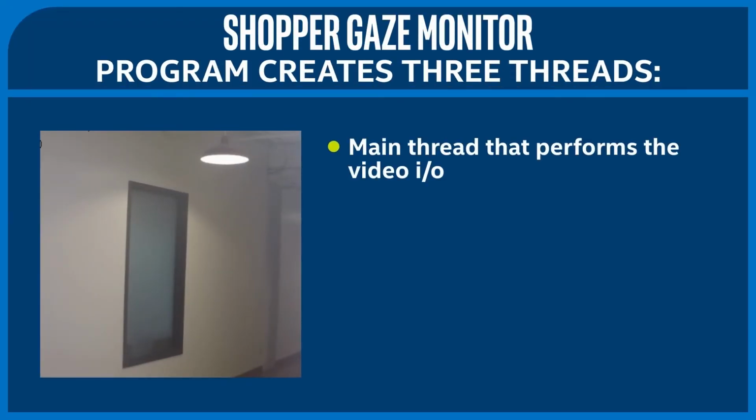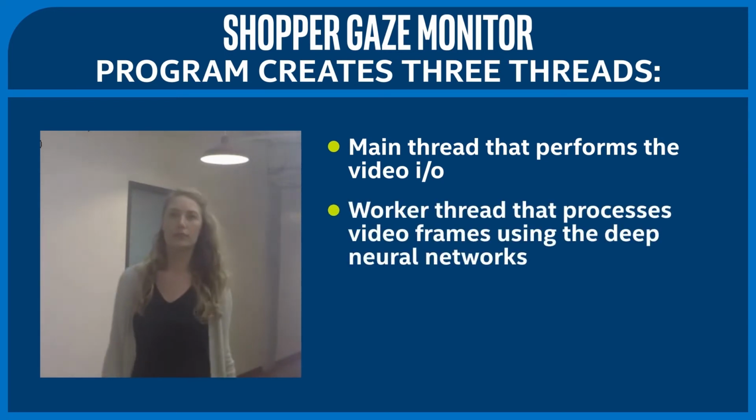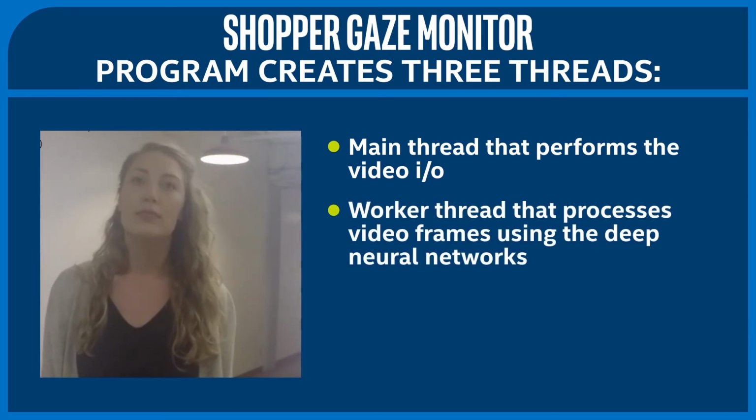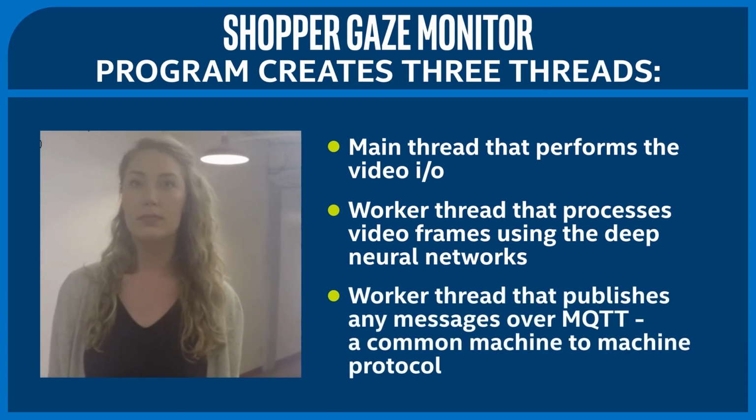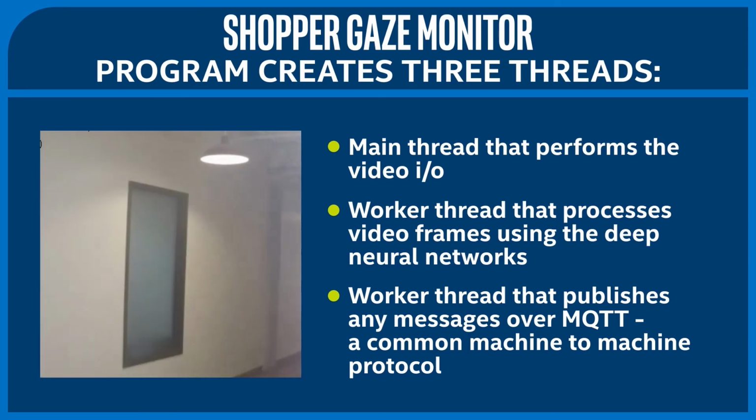The program creates 3 threads. The main thread that performs the video input-output, a worker thread that processes video frames using the deep neural networks, and a worker thread that publishes any messages over MQTT, which is a common machine-to-machine protocol.